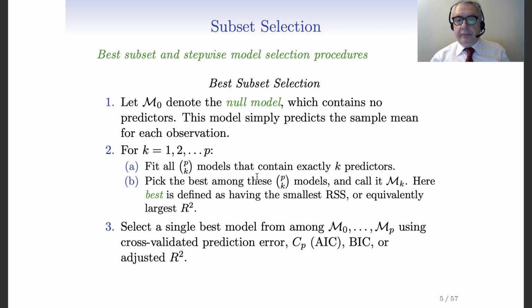Then I go to the next step, that is k equal to 2, and I consider all the models, they will be p choose 2 now, that contain exactly 3 predictors. So I am going to consider all the possible combinations.